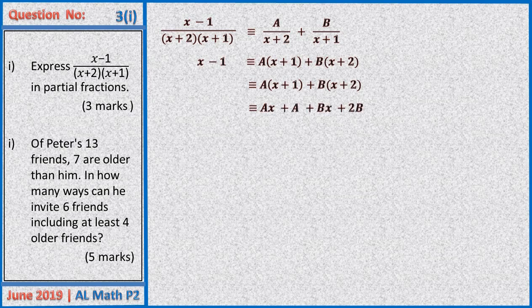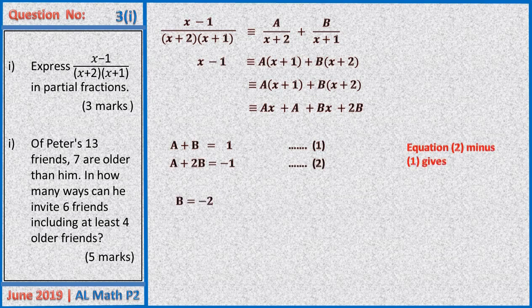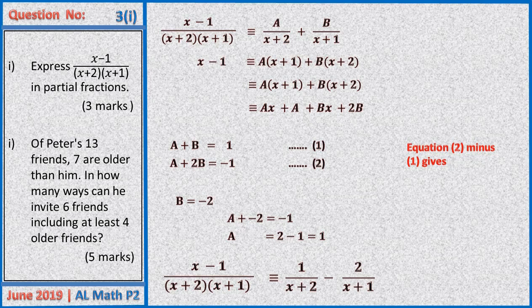2b, and equating coefficients, we have a plus b equal to 1. That's for the x terms. And for the constants, we have a plus 2b equal to minus 1. Equation 2 minus equation 1 here will give us b to be minus 2 and a to be equal to 1. So this expression now becomes 1 over (x plus 2) minus 2 over (x plus 1) in partial fractions.